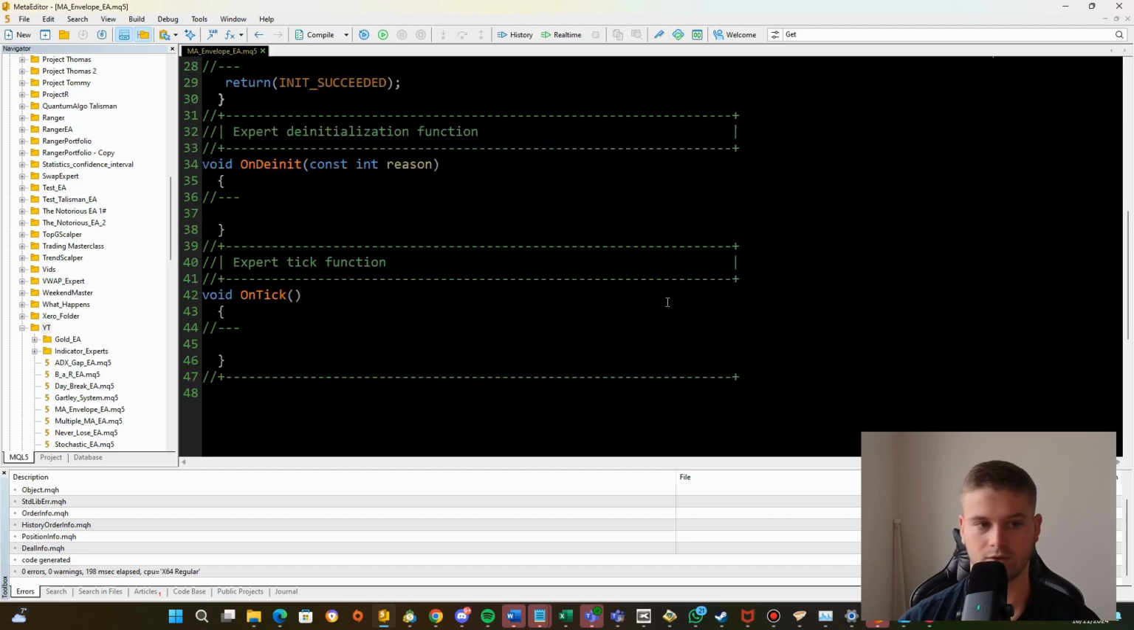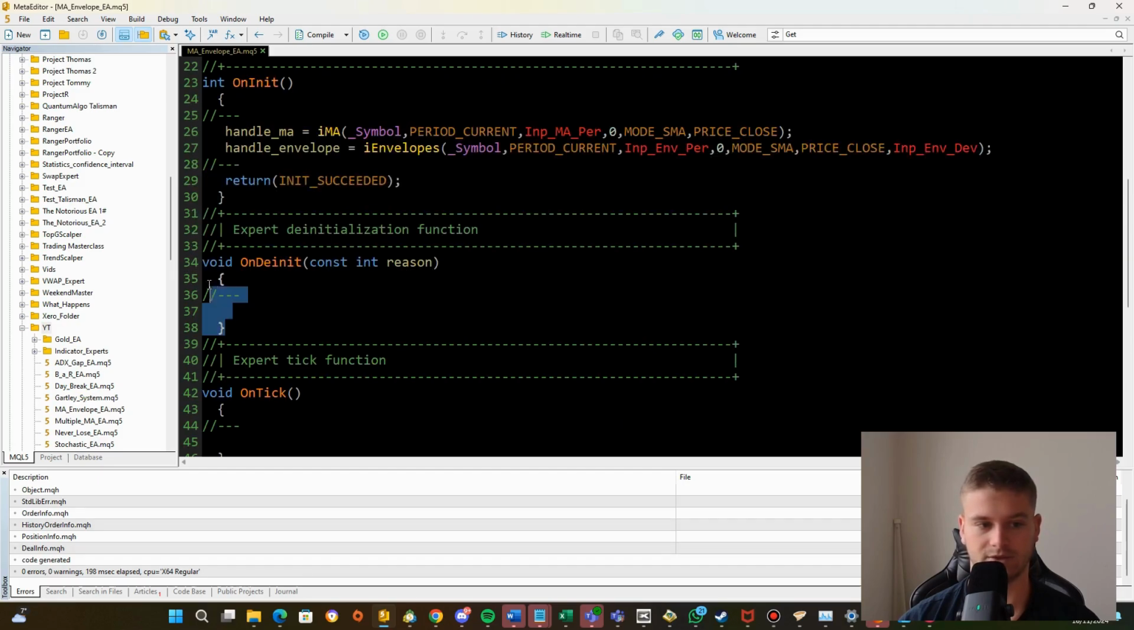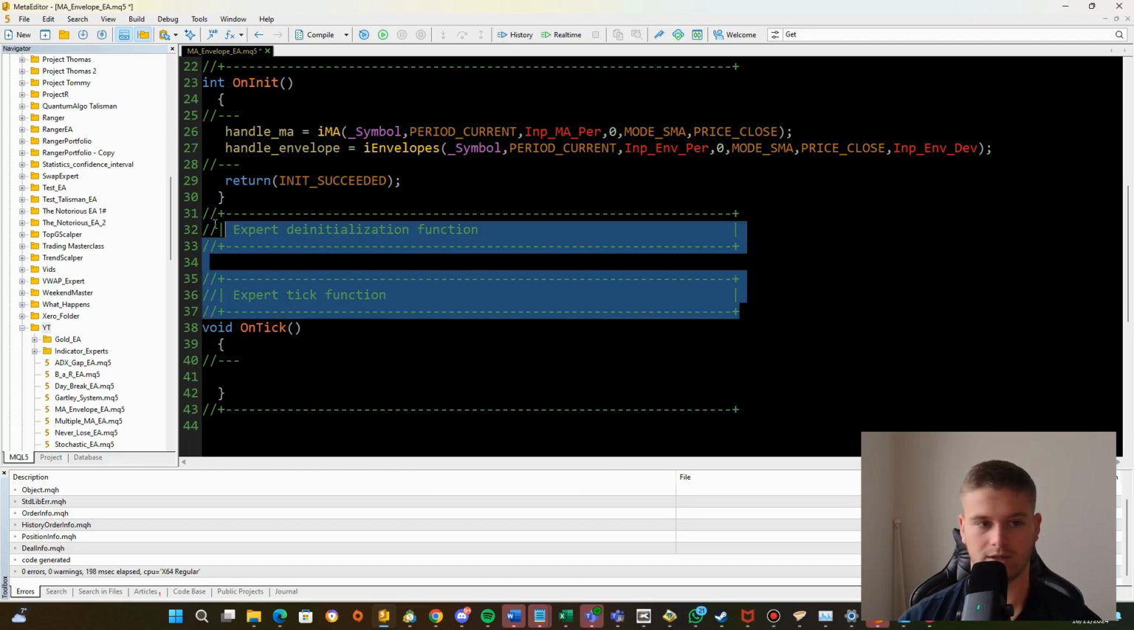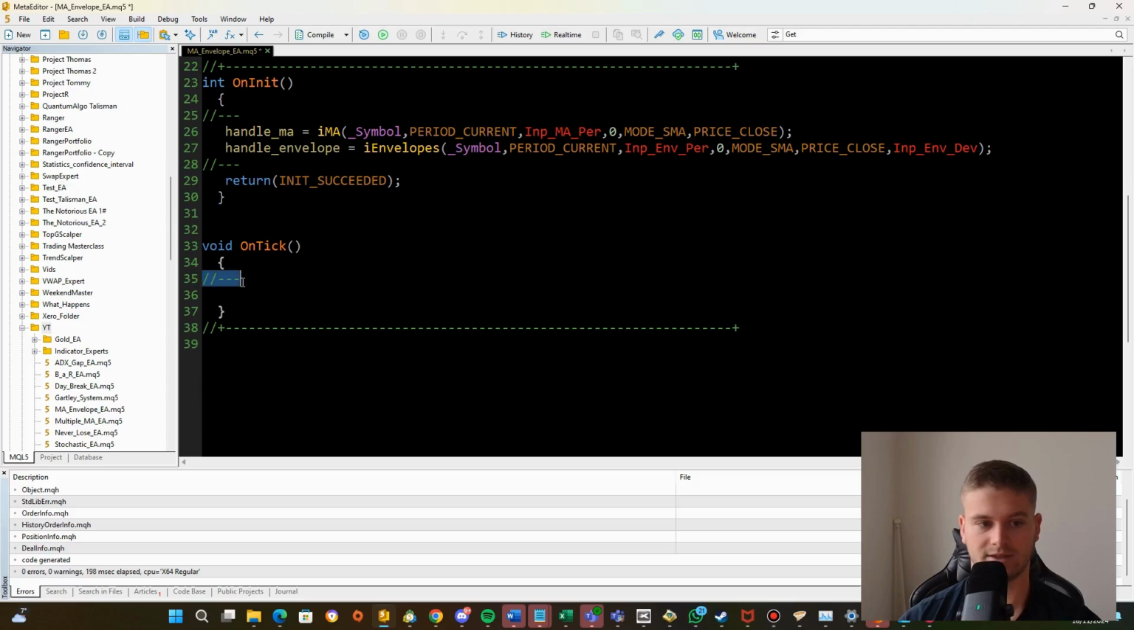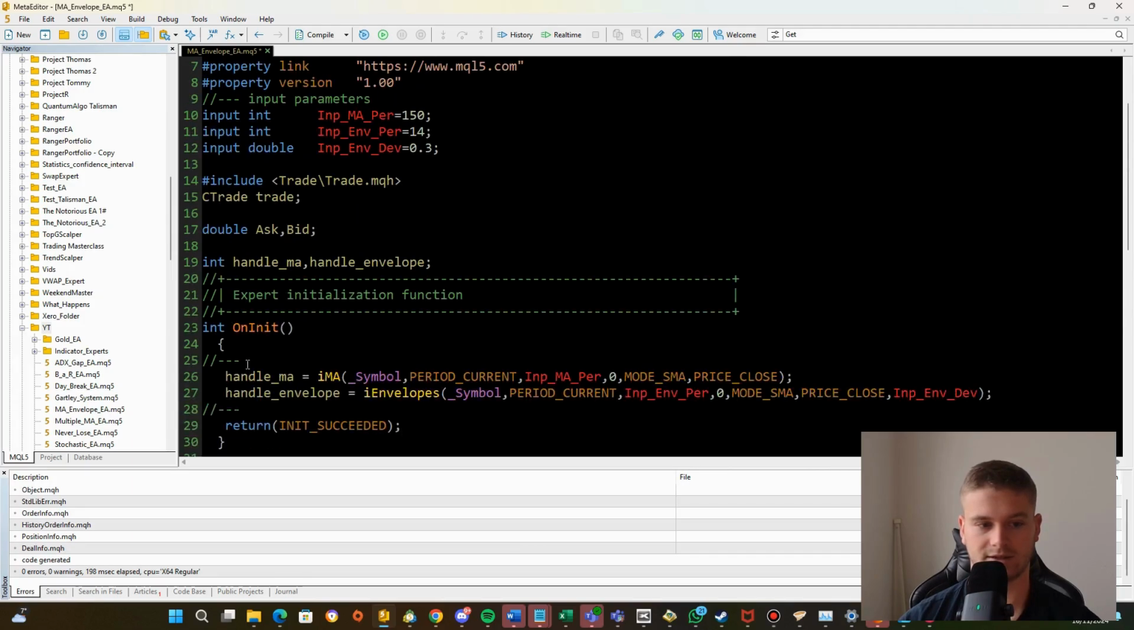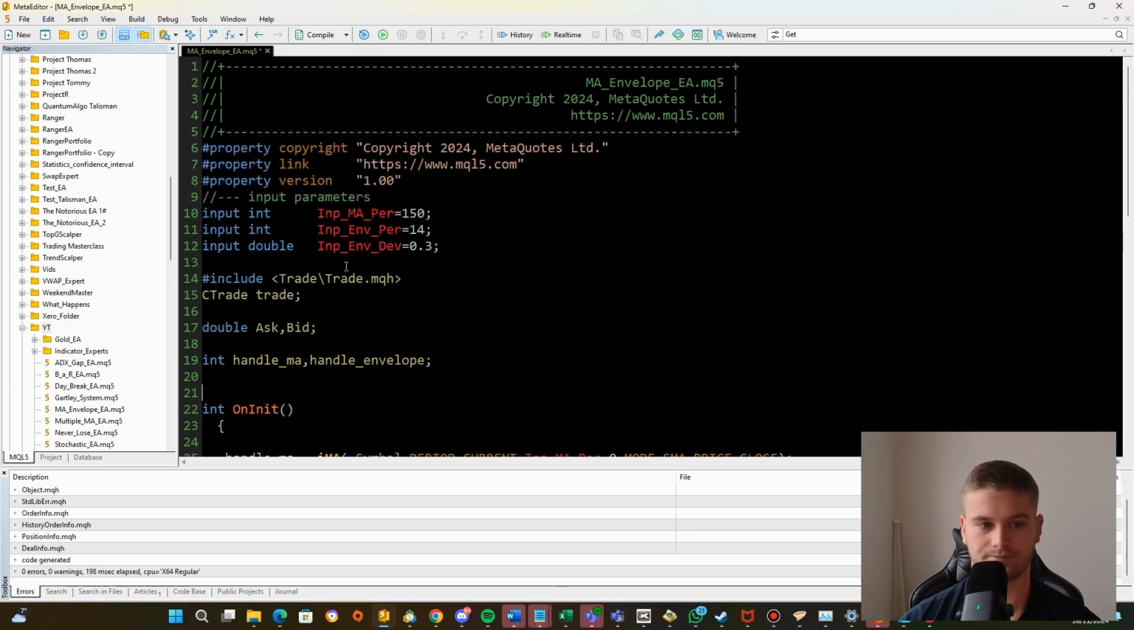So now let's go here. Let's delete the on deinit function since I won't be using it. Let's also delete these comments here, and this here, and I can do it for the rest of the code as well. I will leave this comment with the input parameters.